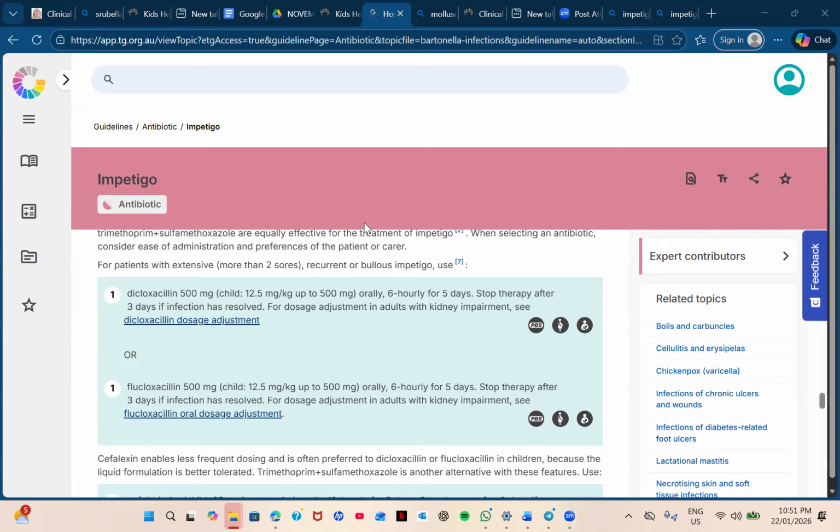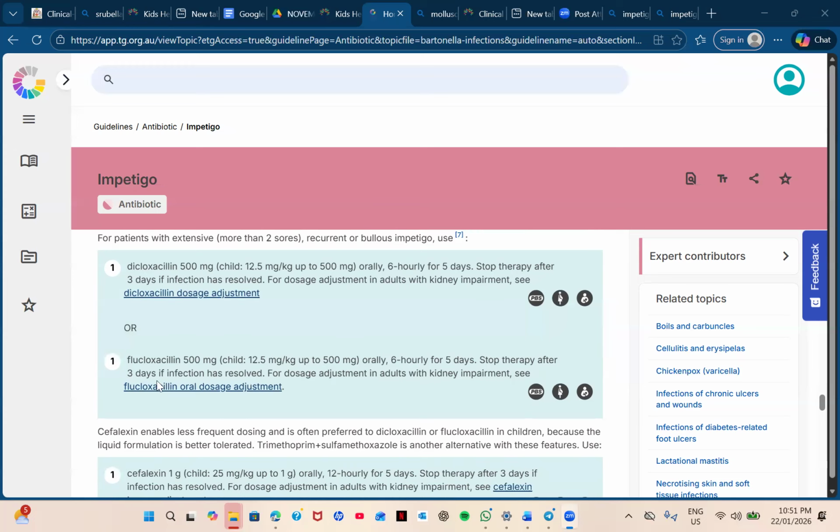Who are the Aborigines? Aboriginal people are the First Nation people, the First Nation people in Australia. So it's flucloxacillin 500 or dicloxacillin 500 that we have to give.